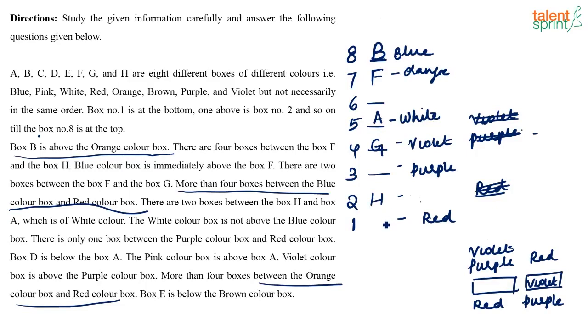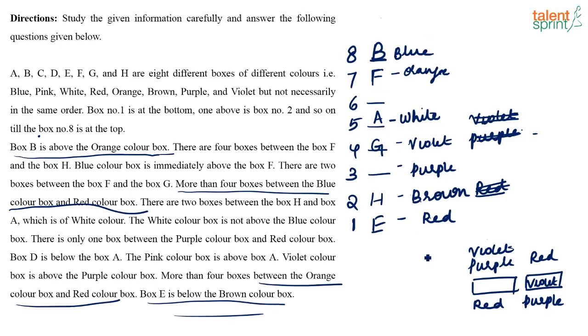Now next they are saying that box E is below the brown box. Can box E be here? No, because this is below orange. So definitely this has to be box E and this has to be the brown box. Then who has to be purple and who has to be in place 6? That we have to fix.